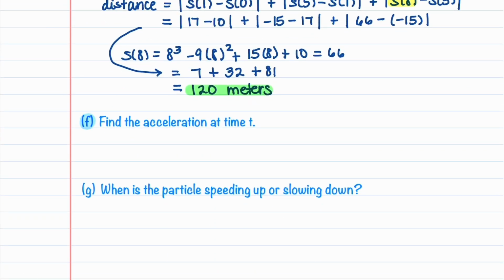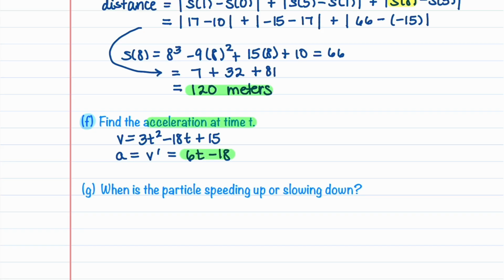Now let's look at part F. We want to find the acceleration at time t. The acceleration is the derivative of the velocity. So let's start by writing down our velocity function. V is equal to 3t squared minus 18t plus 15. Our acceleration A is v prime, and that is 6t minus 18.